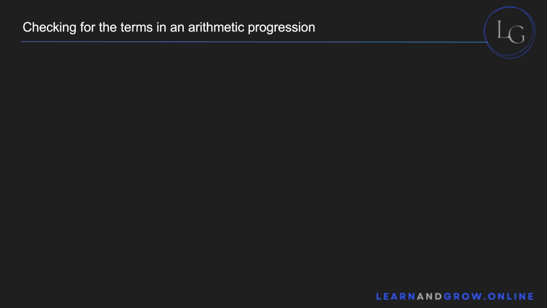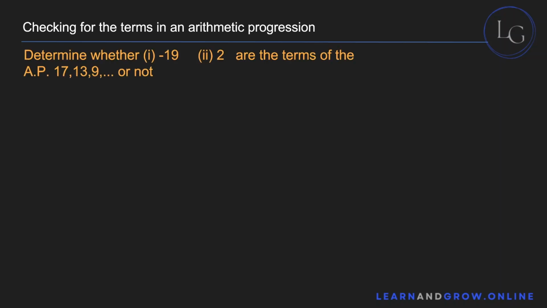Now, we have to check for the terms in an arithmetic progression. So we have to see if certain terms are actually in an arithmetic sequence given to us. So we must determine whether minus 19 and 2 are the terms of the arithmetic progression, whose first three consecutive terms are 17, 13, and 9.